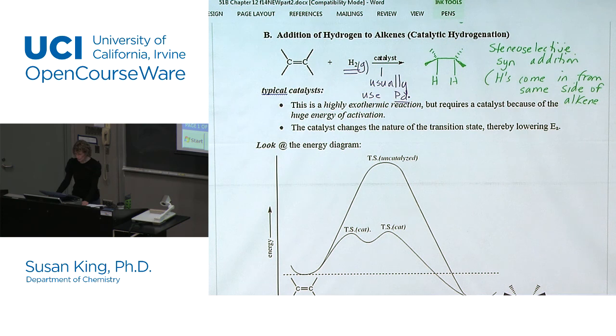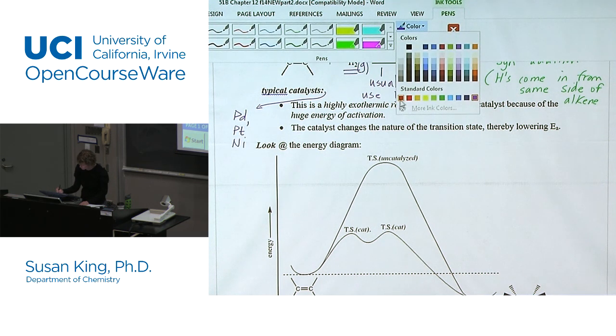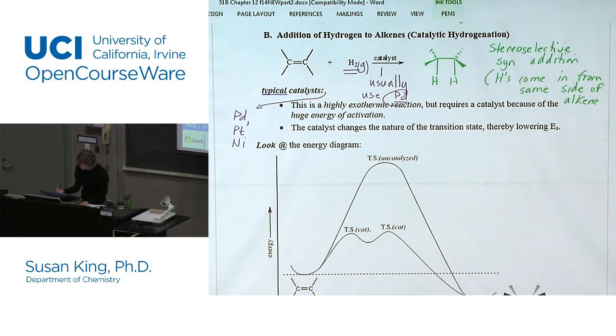It is a highly exothermic reaction, but it has an enormous energy of activation. So you need a catalyst. It doesn't really happen without the catalyst. All right, so typical catalysts: palladium, platinum, and nickel. And of course, I'm going to be using palladium. So that's the one I'm going to use.